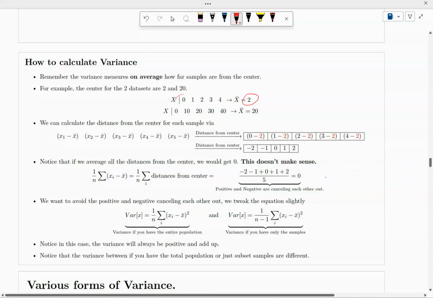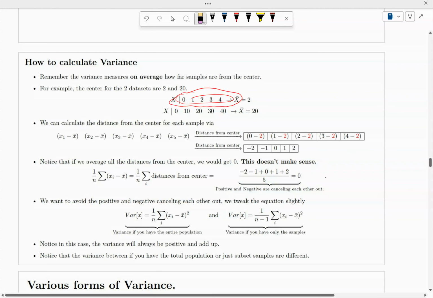So over here, 0, 1, 2, 3, 4, I take each one of them and subtract the center, telling us that the differences are -2, -1, 0, 1, and 2. Okay. Now, if we were to find the average, we took all the distances from the center and averaged them together, which is to sum them up and divide by n. Notice that when we average them together, the result is 0. This obviously doesn't make sense because this data has some kind of spread. Therefore, how can the spread be 0?